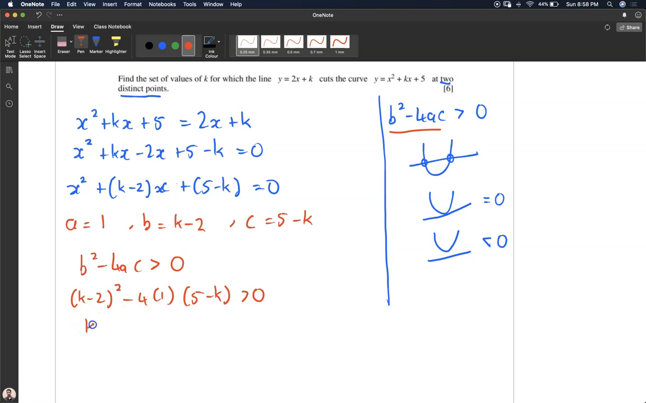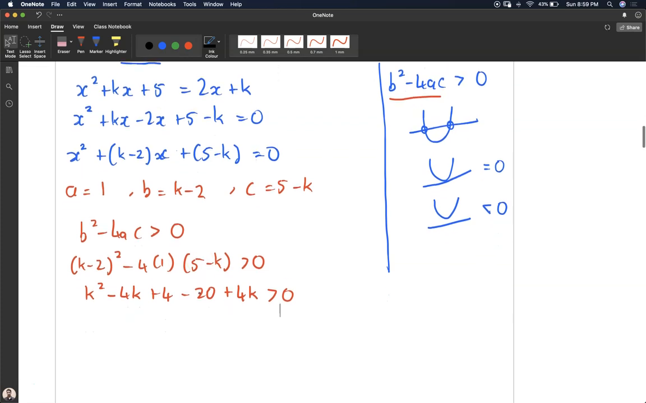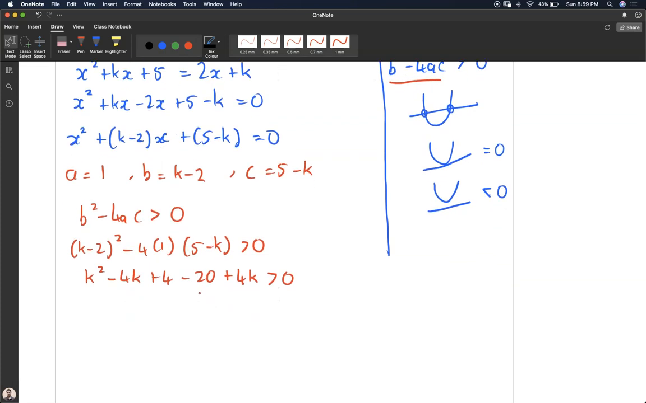Next step, expand this: k squared minus 4k plus 4 minus 20 plus 4k. Be very careful with your negatives and positives. You might end up making a mistake. Sometimes even I make that mistake, quite often actually. So k squared minus 16 more than 0. This is what I'm getting at the very end.